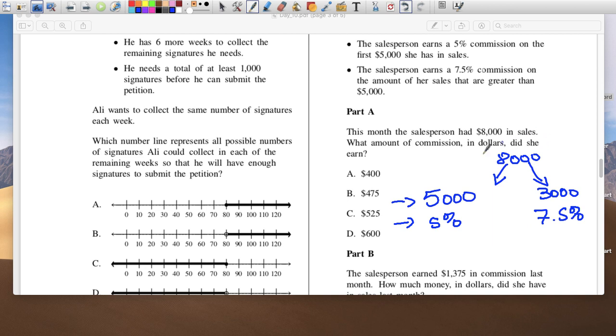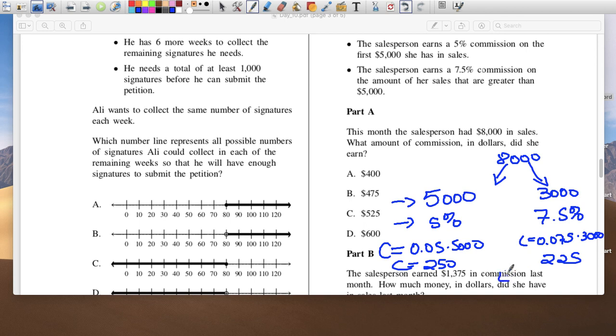7.5% commission. So if this lady sold 8,000, how much would she get paid? Well, let's find the commission here. So remember, the commission is the percent times the sales. So she got 0.05 times 5,000. If you multiply that, she's going to get commission of $250. And then anything she sells more than 5,000, she gets a little bit more commission. She gets 0.075 times 3,000. So 0.075 times 3,000 equals 225. So how much is she making total?